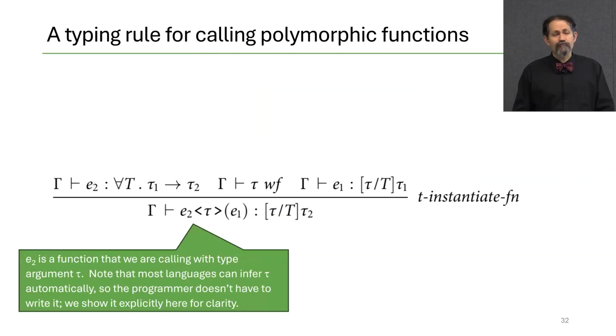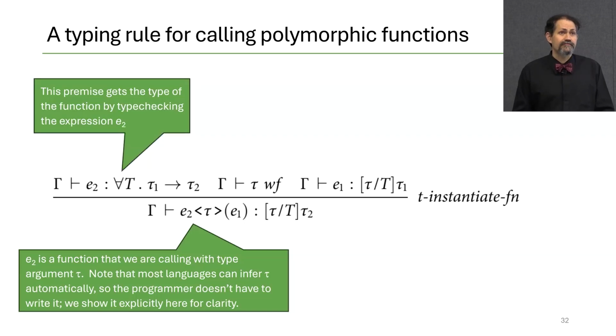Let's look at a typing rule for calling that polymorphic function. So here, e2 is a function that we're calling with a type argument tau. Notice that most languages will actually infer this tau type argument automatically, so the programmer doesn't have to write it. But again, we show it explicitly here to get a simplified view of how the type system works.